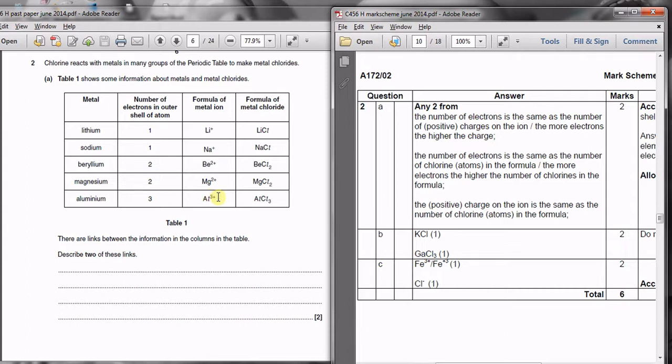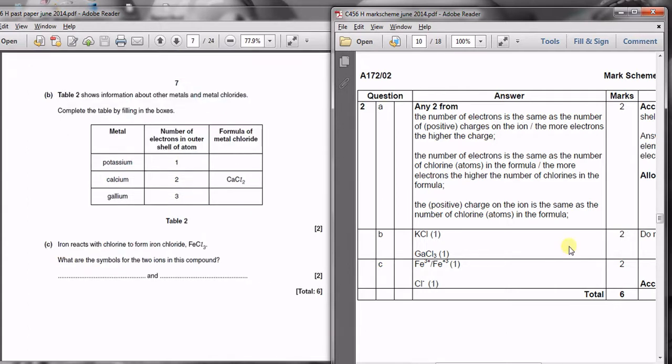Okay, the next link is that you can either say that the number of electrons in the outer shell equals the number of chloride ions within the formula of the metal chloride, or you can say that the charge on the metal ion is the same as the number of chlorides in the metal chloride. So for example, with aluminium, if you've got 3 electrons, then you've got 3 chlorides within aluminium chloride. Or if you've got a 3+ charge on the aluminium ion, then you've got 3 chlorides within the aluminium chloride.